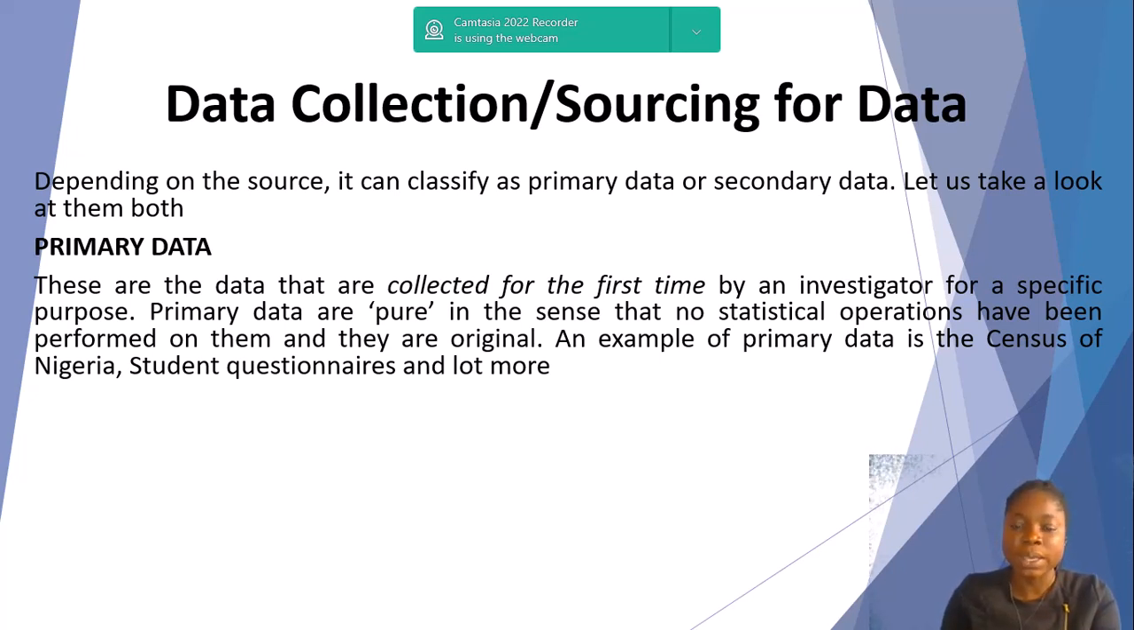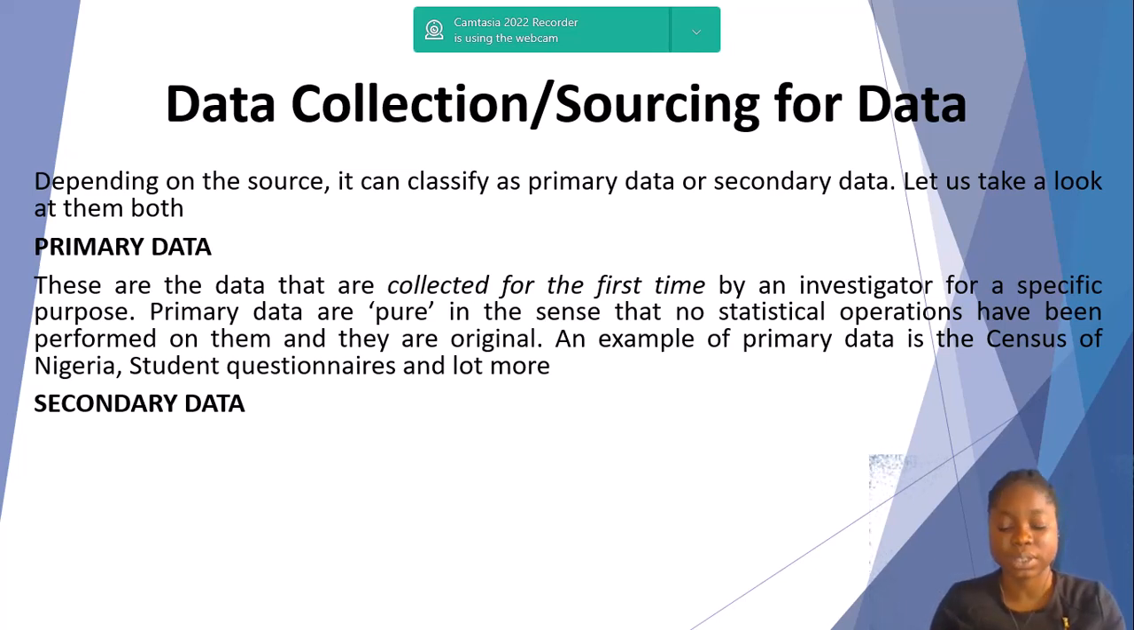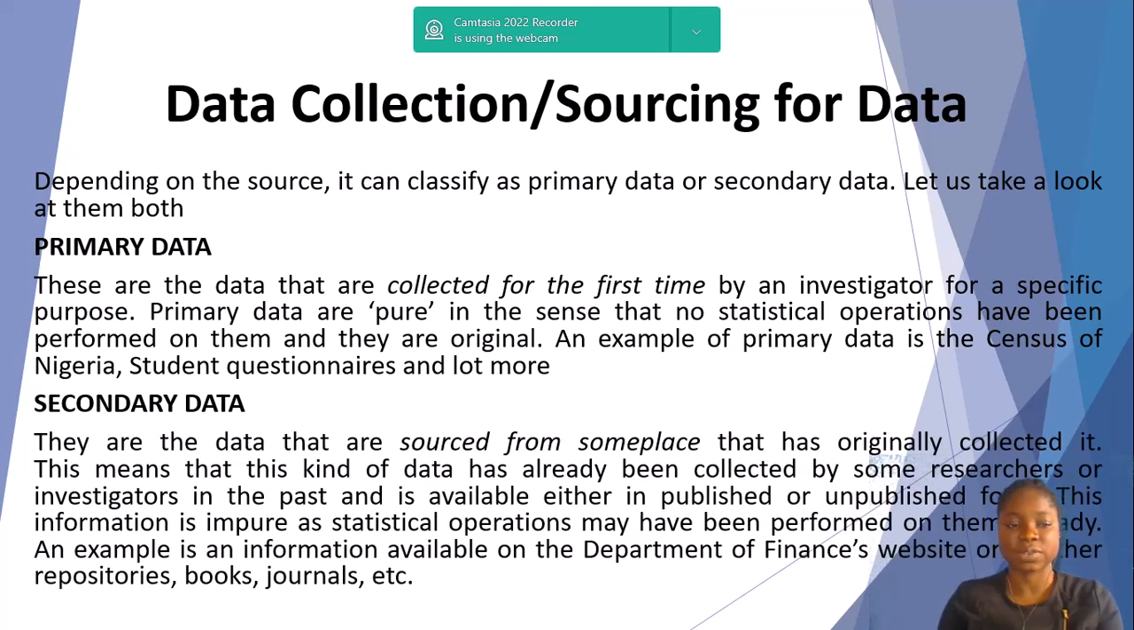You ask the problem. You set the question to suit the problem. And then you go out to get the answer. You share the questionnaire. So an example of a primary data is student questionnaire. The second source of data is secondary data. Yes, the first one is primary data, while the second one is secondary data. Secondary data are data that are sourced from someone that has originally collected it. Please, this is someone, not someplace. You get it from someone that has already originally collected it.